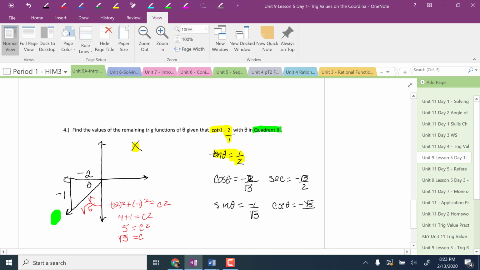And then I create my cosine ratio, adjacent over hypotenuse, and take the reciprocal. I create my sine ratio, opposite over hypotenuse, and then take the reciprocal. You want to make sure that you put the negative either in the numerator or out front of the entire ratio.